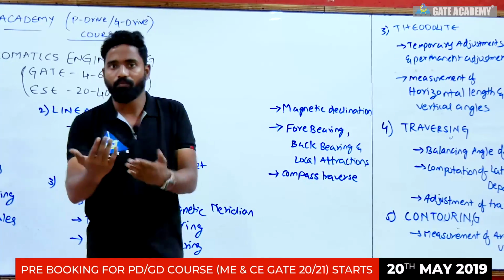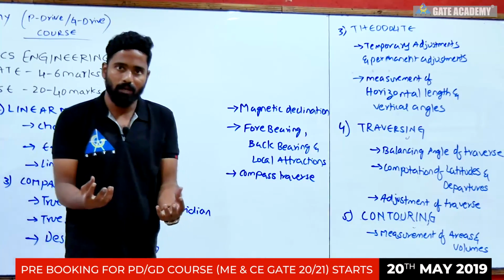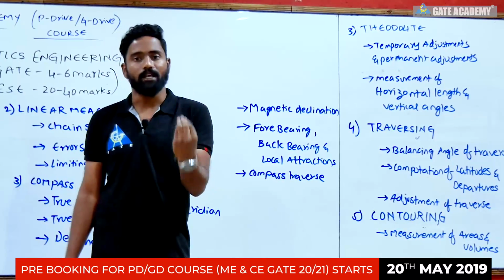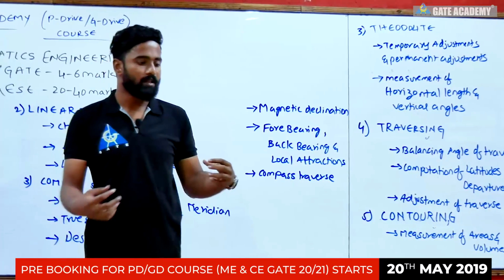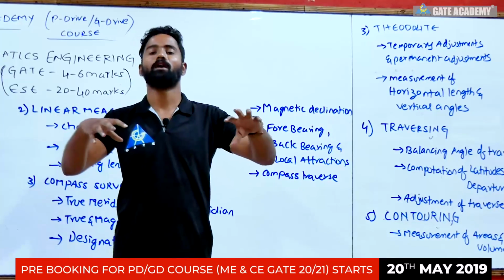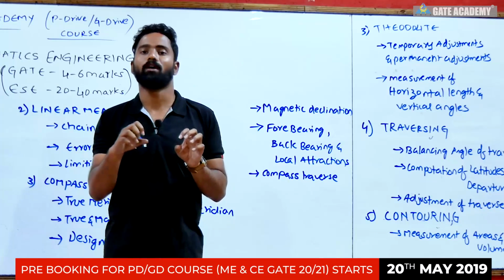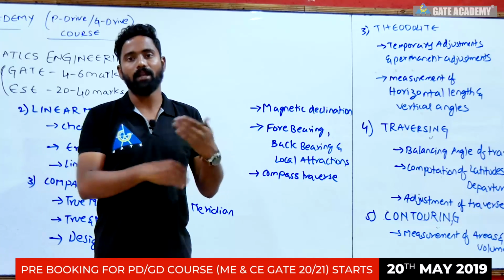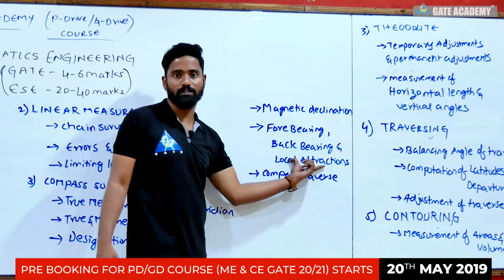Generally the difference between fore bearing and back bearing should be 180 degrees. If it is not 180 degrees, we will say that the station is affected by local attraction. Local attraction means that, because of natural calamities, there might be a change in the magnetic flux over there. So the bearing is changed. If the bearing is changed, you will say it is affected by local attractions.